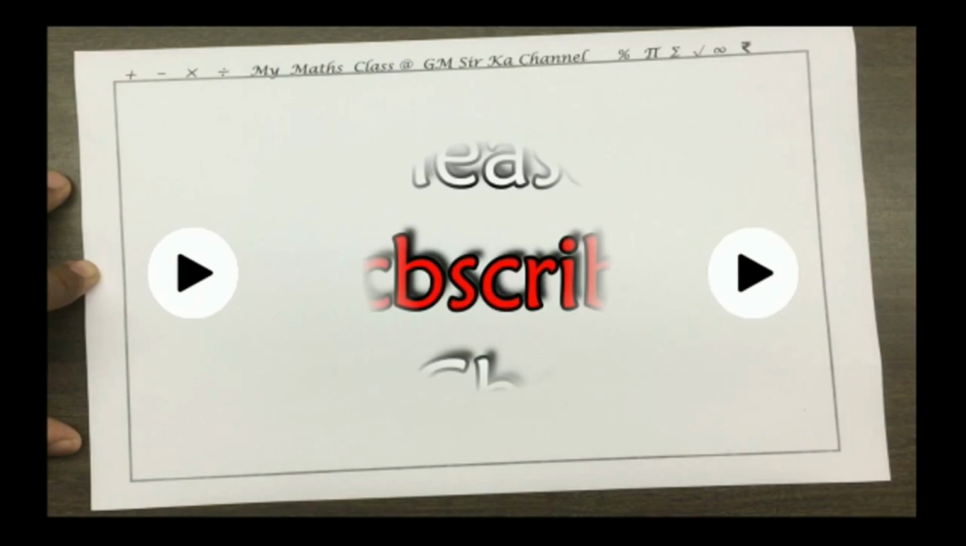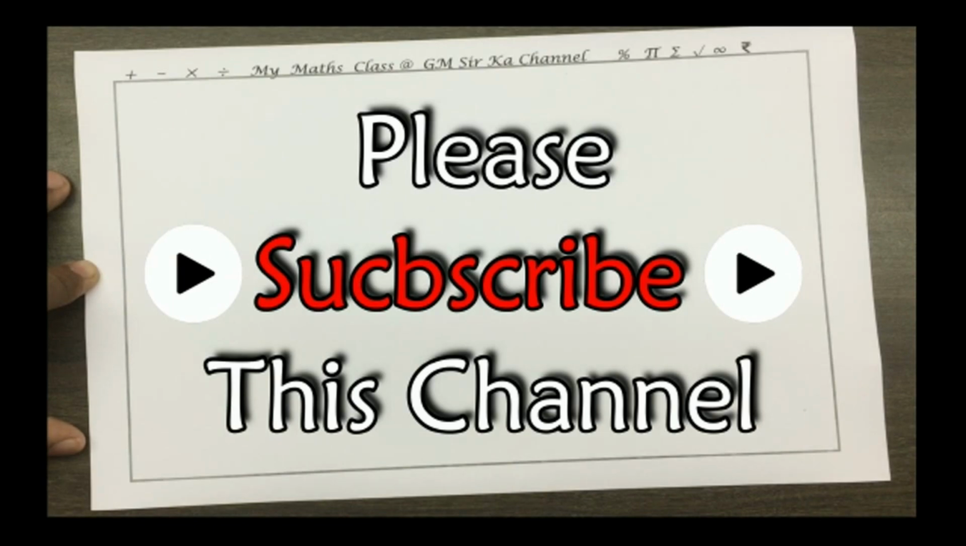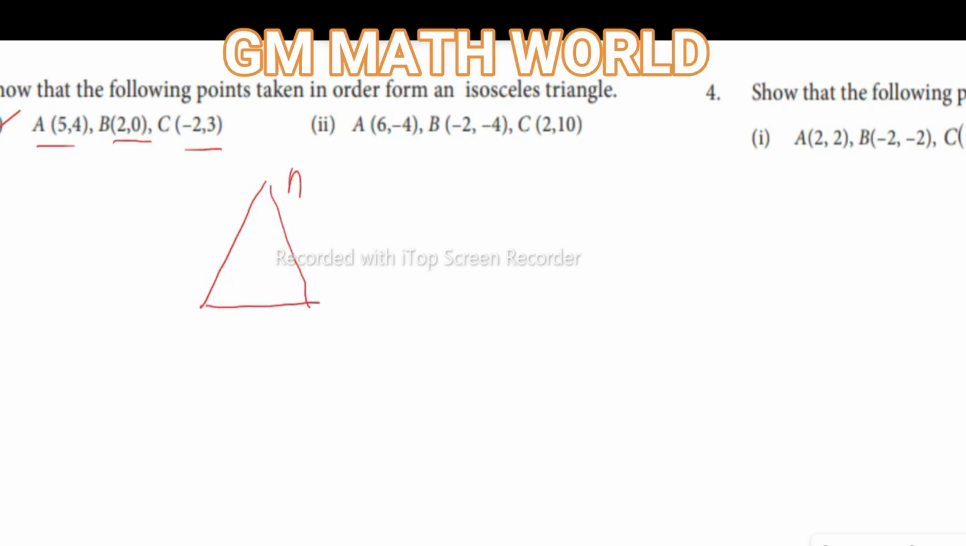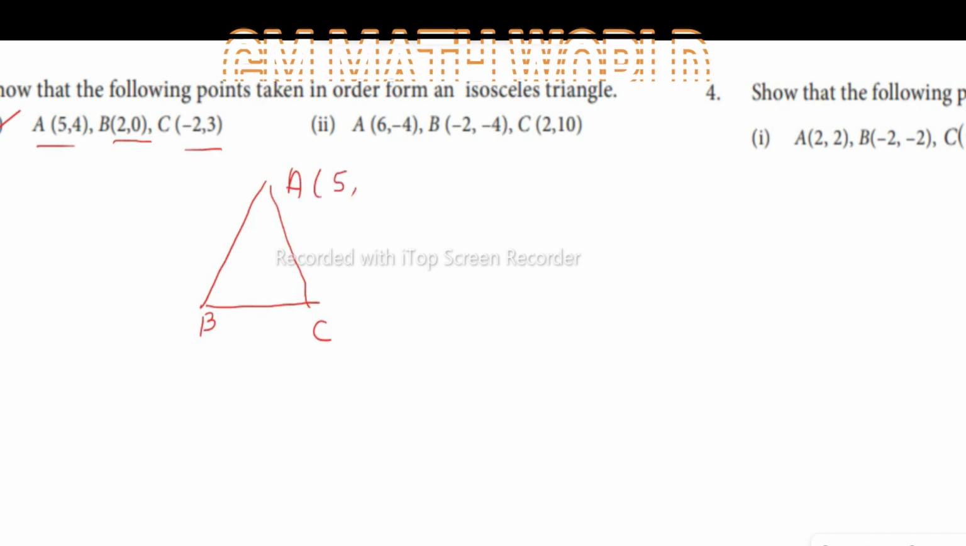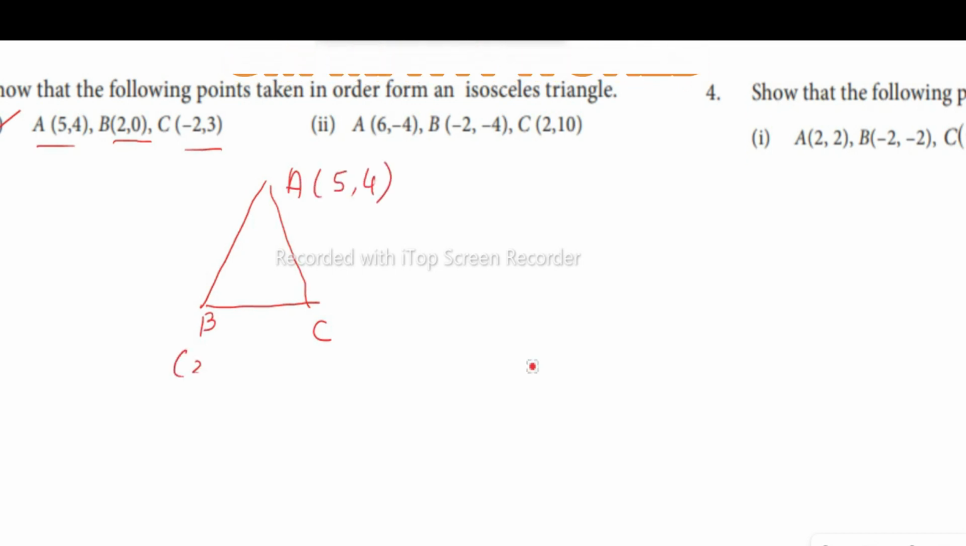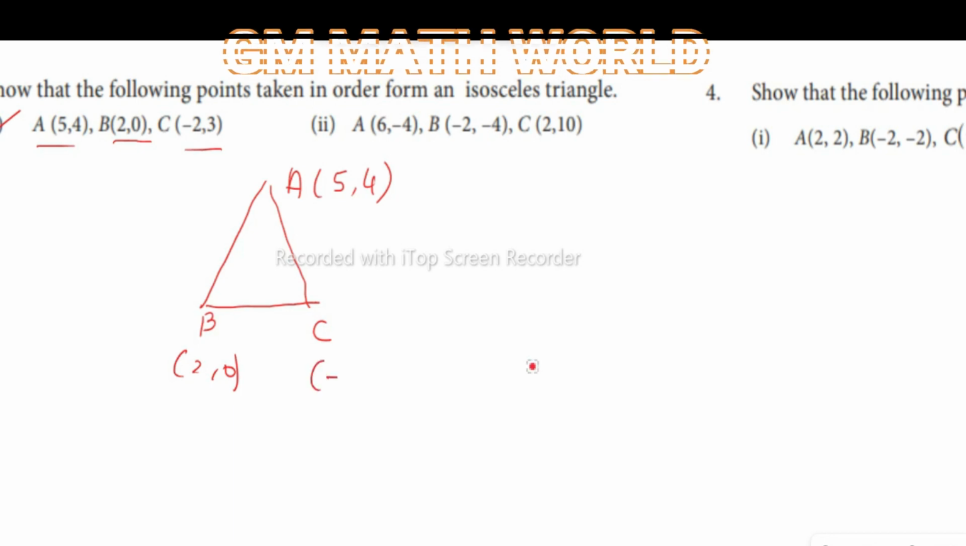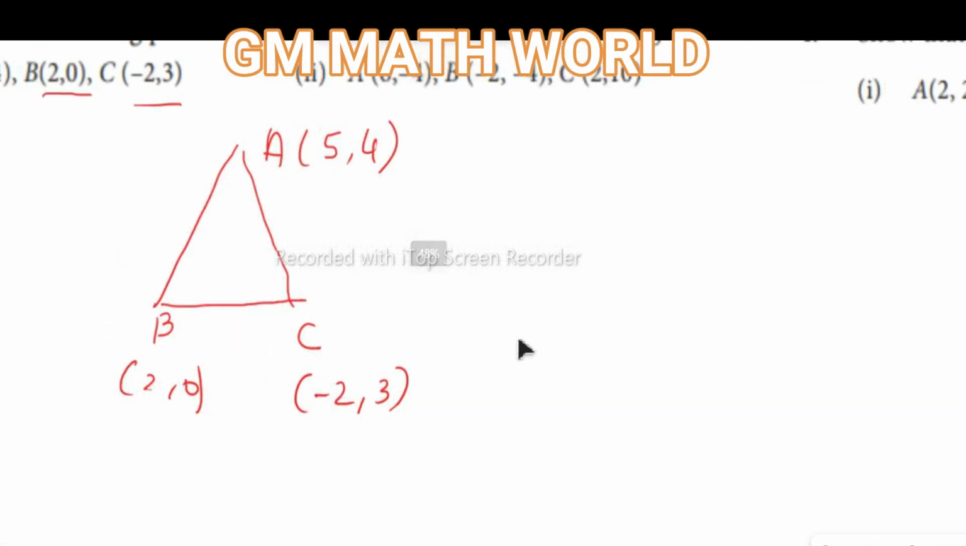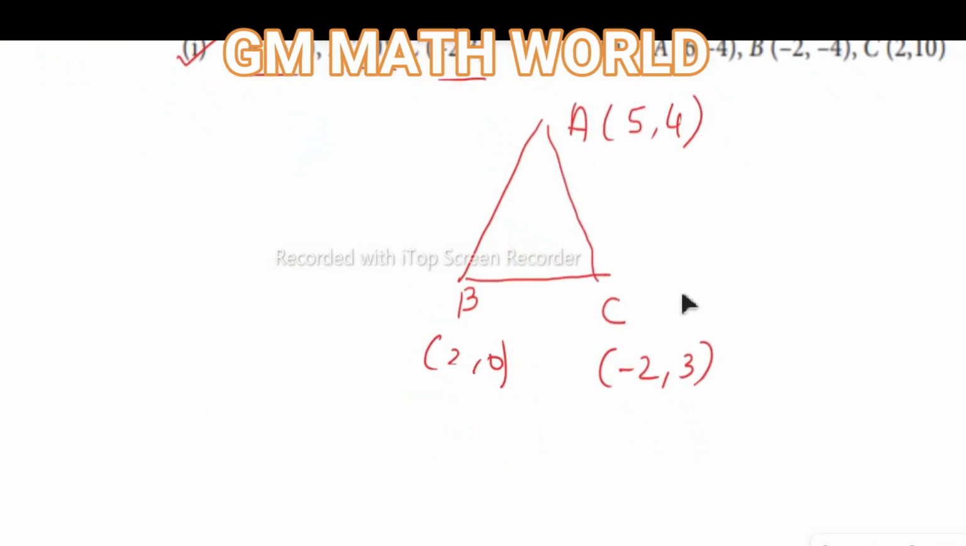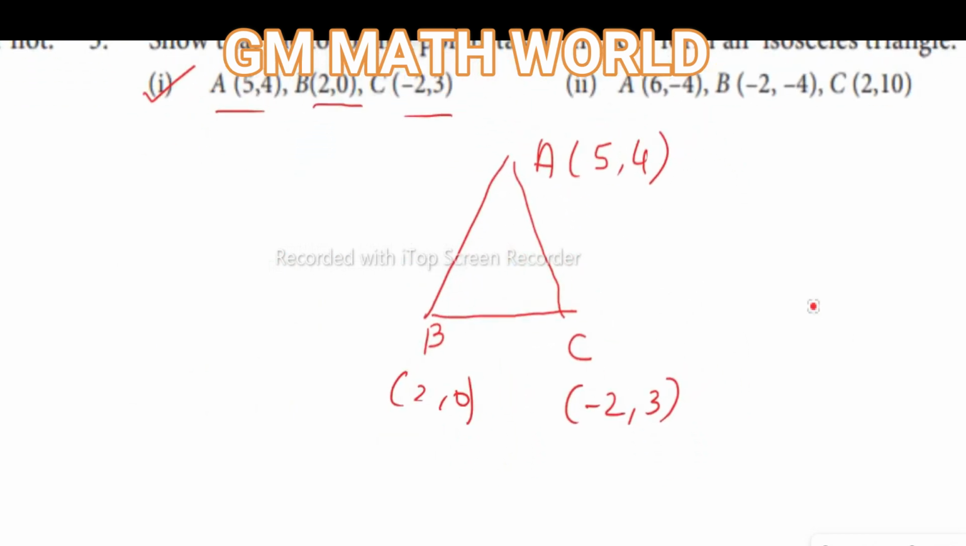In the next problem, we check whether the following points taken in order form an isosceles triangle. So let us take the first problem. A is 5 comma 4, B is 2 comma 0 and C is minus 2 comma 3. Let us draw a triangle ABC and write the coordinates of the vertices.